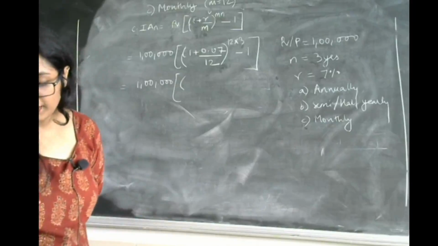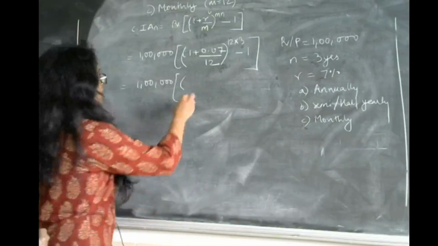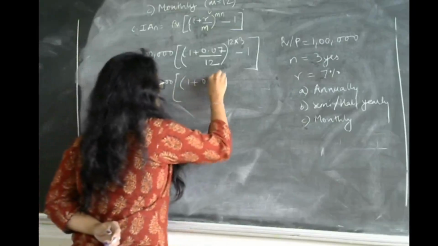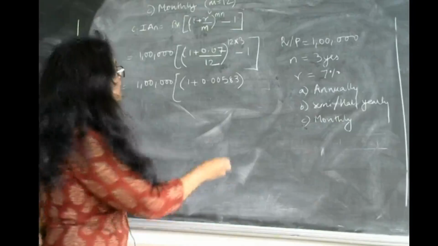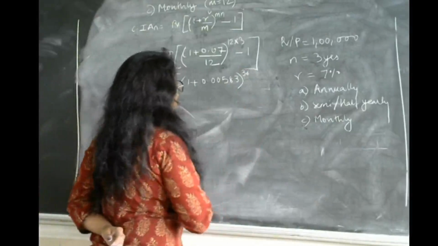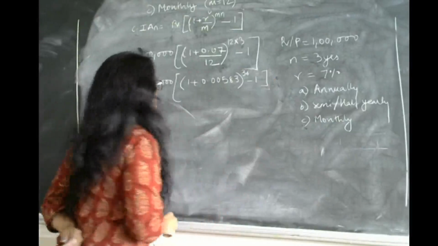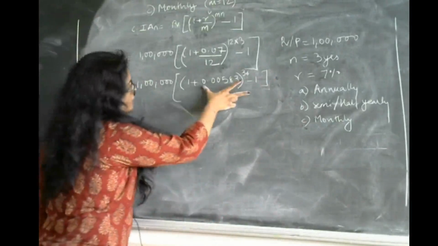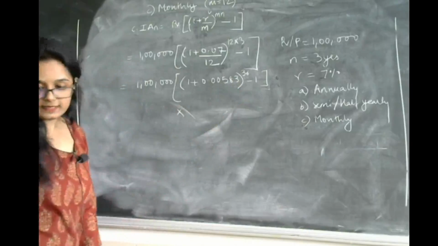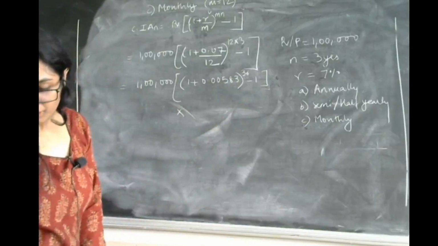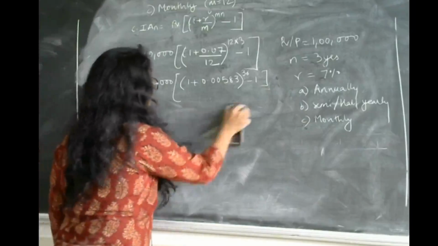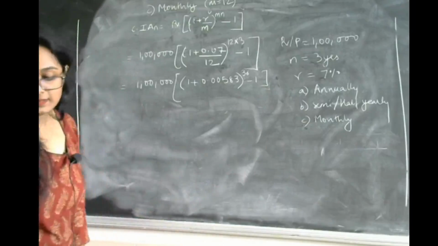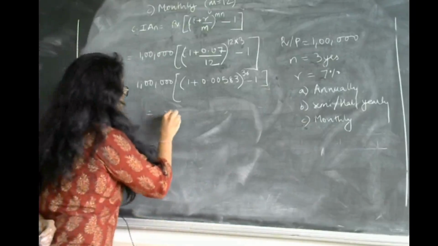0.07 divided by 12 comes to around 0.00583. The whole raised to 36 minus 1. Once you solve this equation, the total amount that you will get is quite huge, so I'll tell you the final answer.